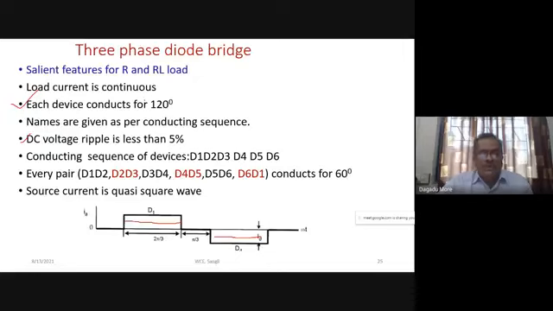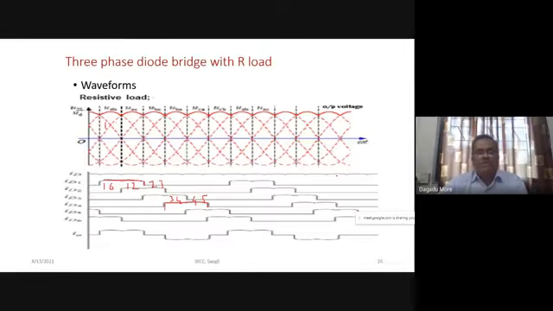Each device conducts for 120 degrees, but each pair, D1 D2, D2 D3, is conducting for a period of 60 degrees, and we have shown it sequentially. 6, 1 is conducting for this period, then 1, 2, then 2, 3, then we go for 3, 4, 4, 5, 5, 6, and so on.